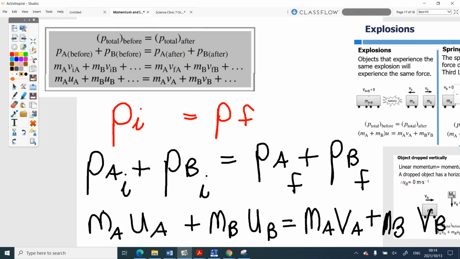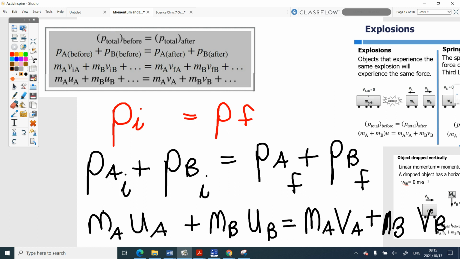Okay, so one object is standing still. Here comes another object. Which one has momentum? Only this one. So this one has momentum. What's the momentum of this one? Zero. And then they go together afterwards. So then you can combine their masses and they will move at the same velocity because they're moving together. So that's the first scenario.